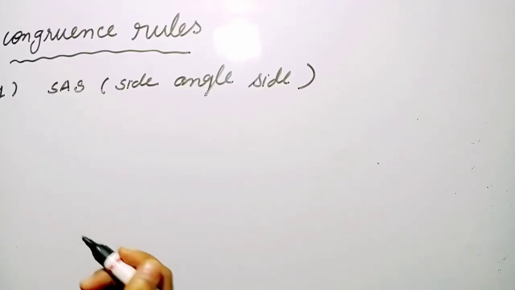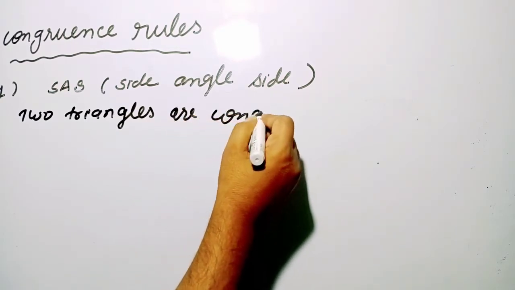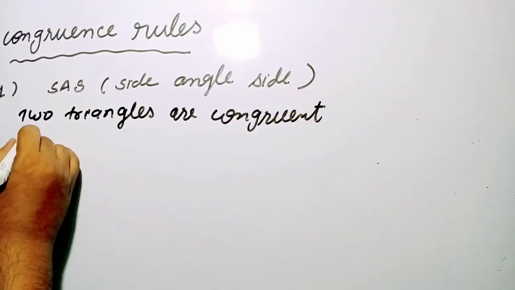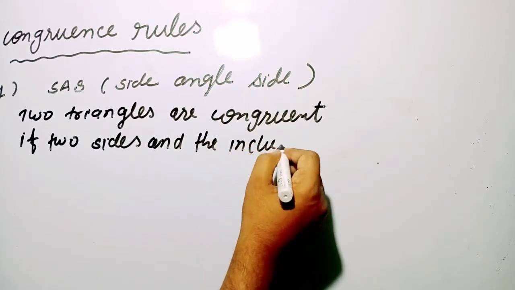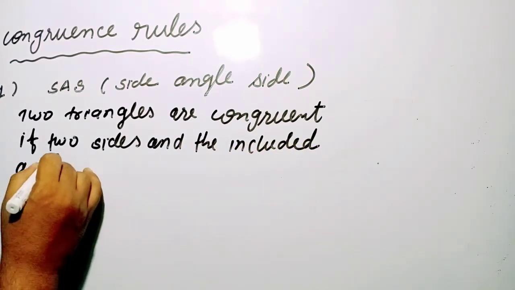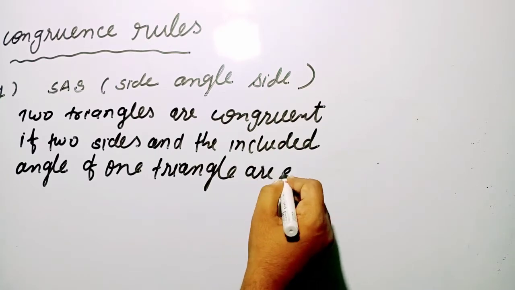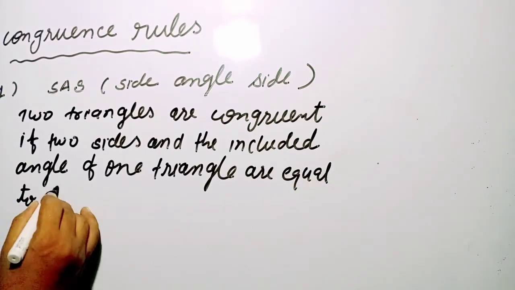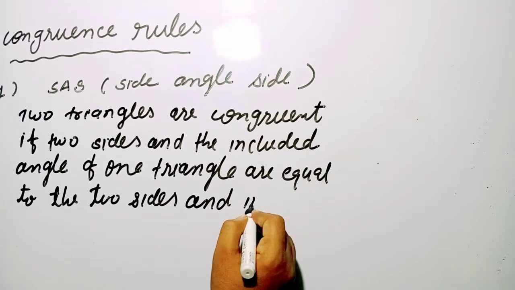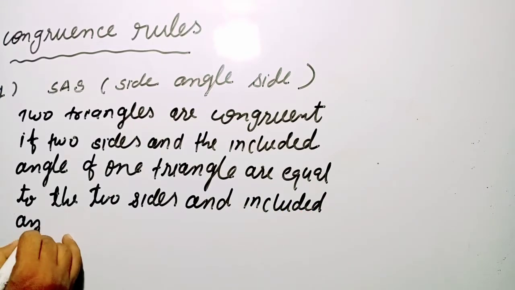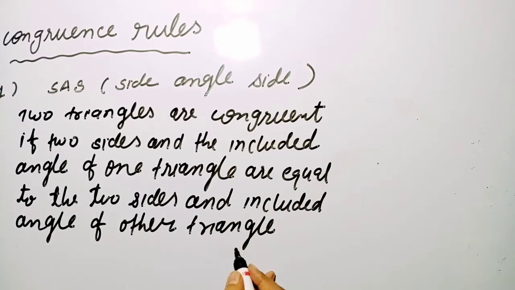Okay, moving to the next topic. Congruence rule. SAS means side angle side, right? So by these rules we can say that two triangles are congruent. Two triangles are congruent if two sides and the included angle of one triangle are equal to two sides and the included angle of the other triangle, right?